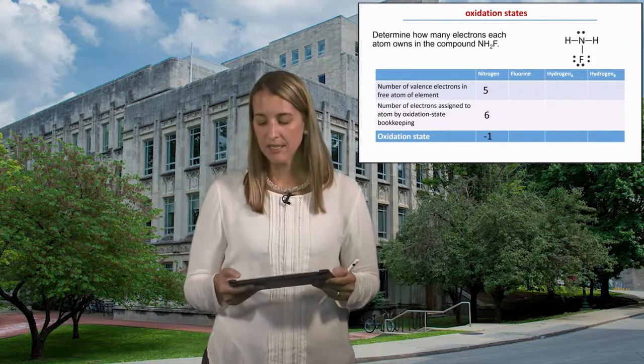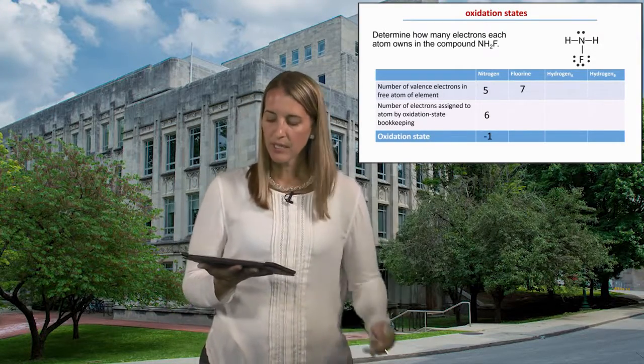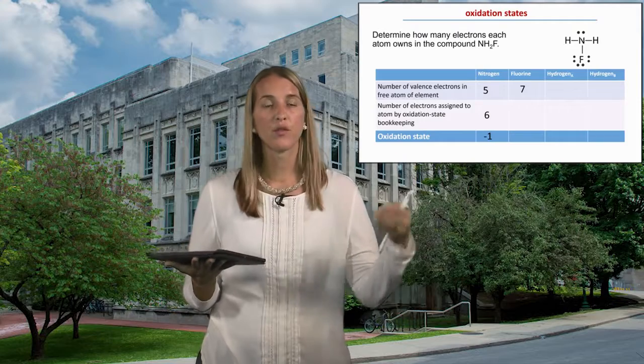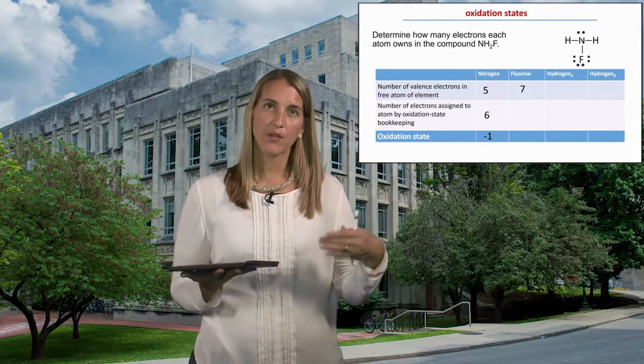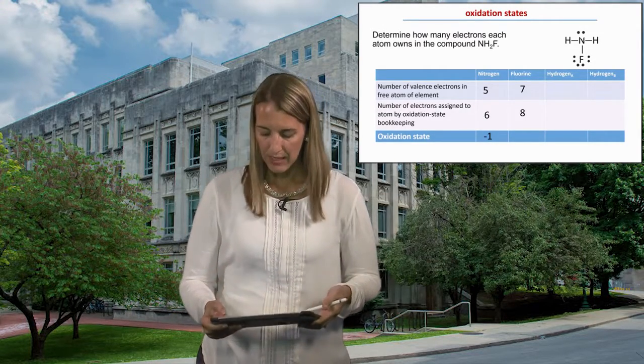Fluorine, all right, let's go through that, comes in with 7 valence electrons. Okay, this is some stuff from before. Now we get to count the lone pairs. So there's 2, 4, 6, 3 lone pairs, so 6 electrons there, plus a bond between the fluorine and nitrogen. Fluorine's more electronegative, so it gets to count both of those electrons for a total of 8 electrons. Do some subtraction, and you have 7 minus 8, also -1 there for the fluorine on its oxidation state.